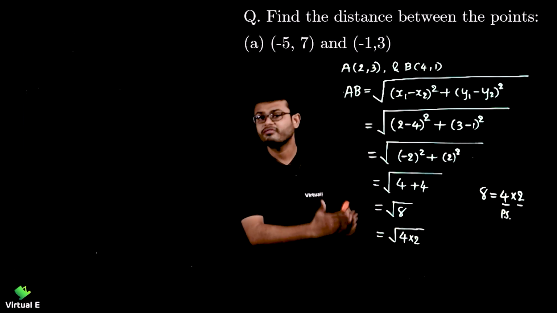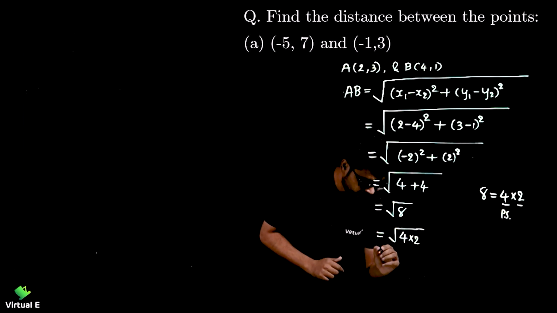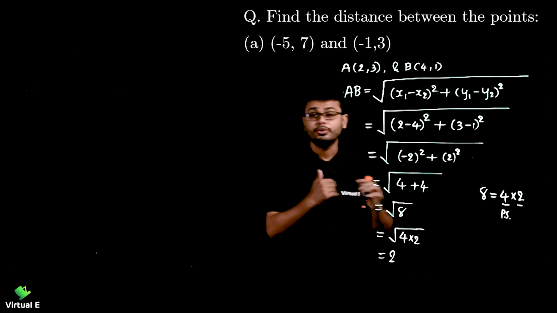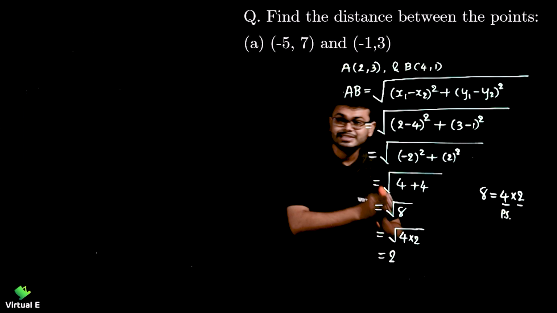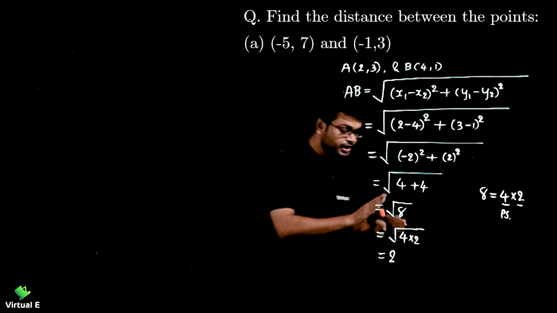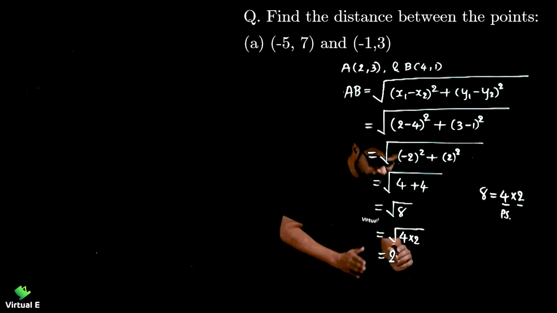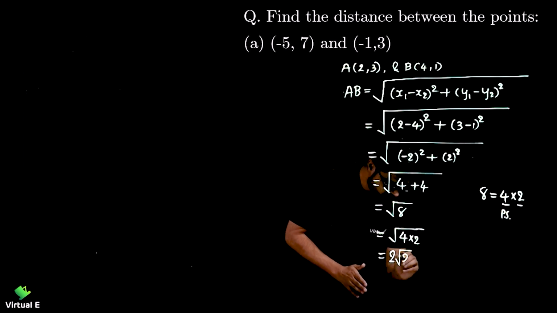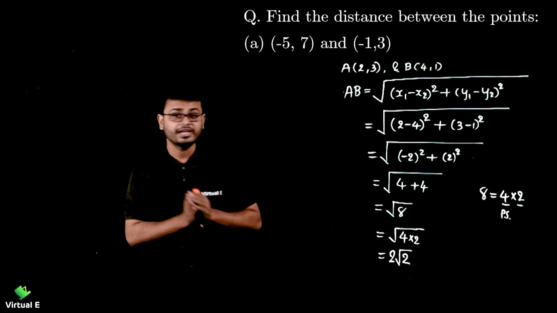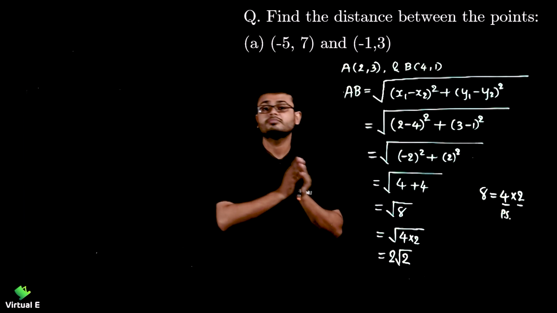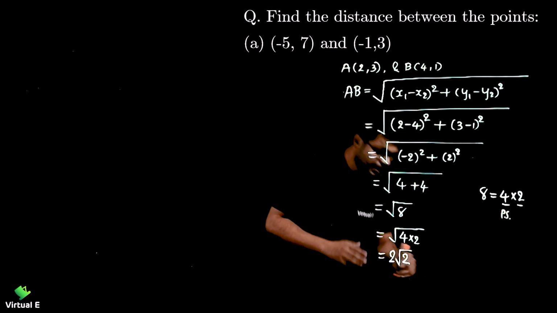Now I know the square root of 4, which is 2. So I will take that out. So 2. We don't know the square root of 2, right? So we are going to keep it as it is. We are not going to simplify it. We'll keep root 2 as it is because we cannot find the square root of 2 in terms of whole numbers. So this is my answer.